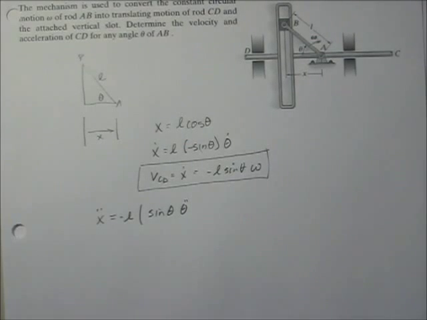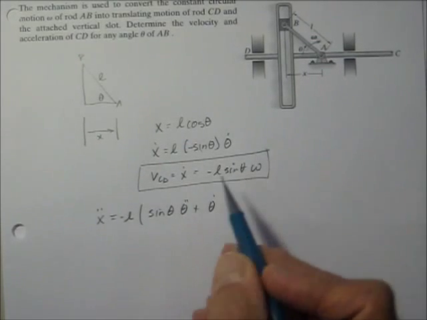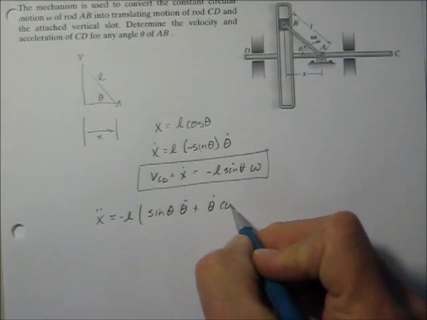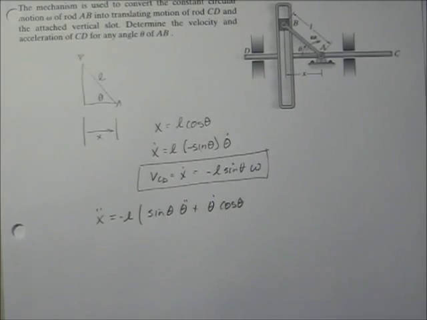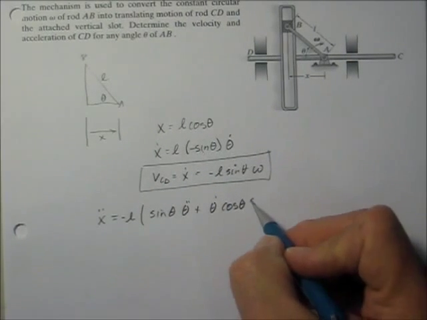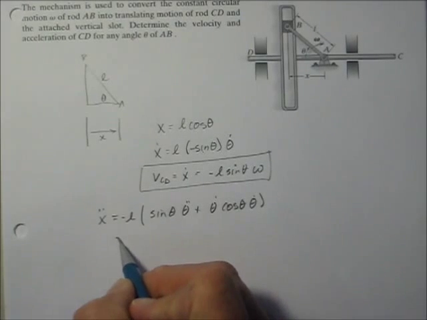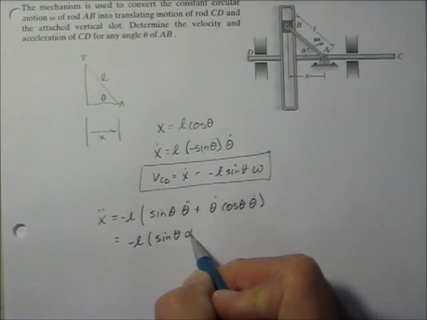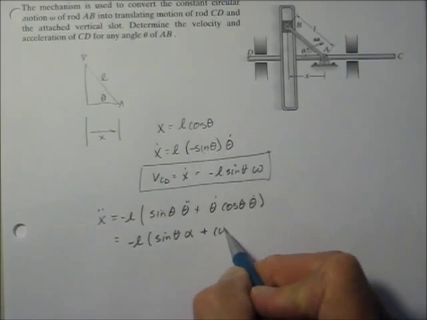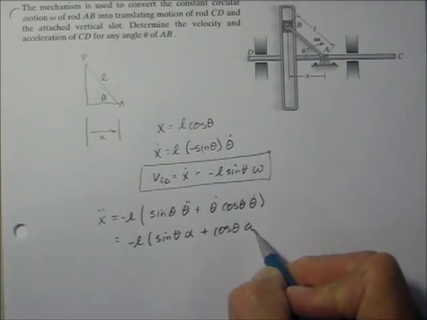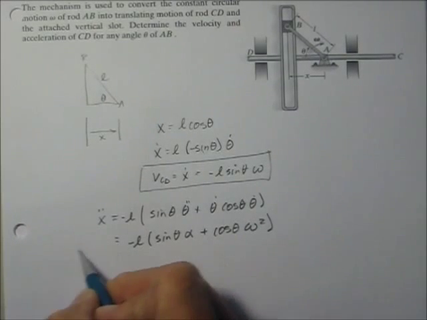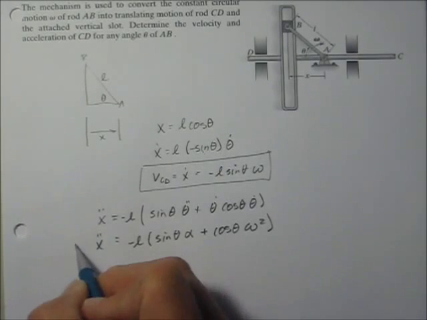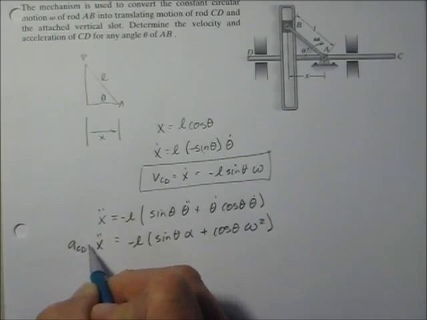That's the first part of my product rule, plus theta dot times the derivative of sine theta. And the derivative of sine is the cosine. But again, cosine is now a function of theta, so I have to have another theta dot. And so I can say that that is equal to minus L sine theta alpha plus cosine theta omega squared. All right? And that's going to be the x double dot, which is the acceleration A of CD.